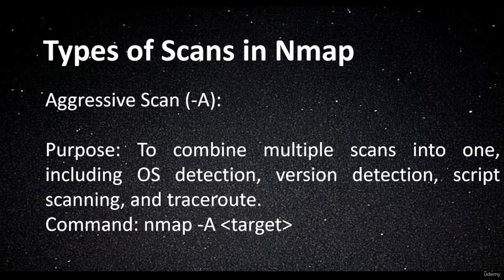And then we have the aggressive scan. The aggressive scan is used to combine multiple scans into one, including OS detection, version detection, script scanning, and traceroute. If you want to use the scan, just type the command nmap -A and mention the target IP address. Alright, so that's the aggressive scan.